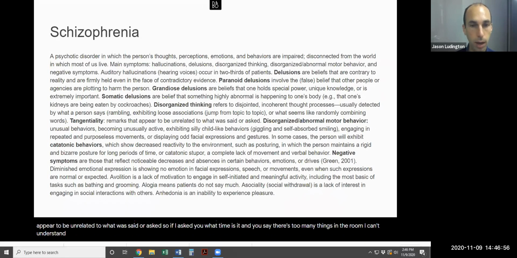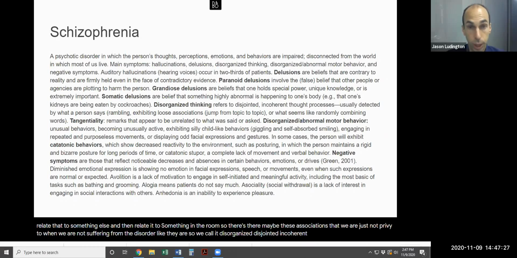I can't understand how that's related to my question, but someone with schizophrenia might think time and then relate that to something, and then relate that to something else, and then relate it to something in the room. So there may be these associations that we are just not privy to when we are not suffering from the disorder like they are. So we call it disorganized, disjointed, incoherent, which it is, but there may be some kind of logic or rationality there that we are not able to perceive.